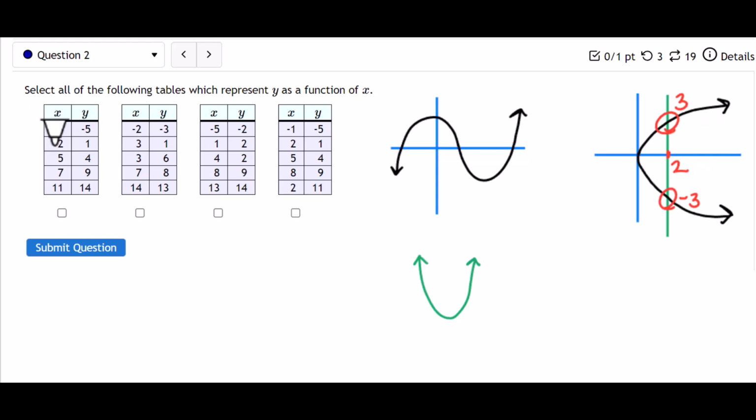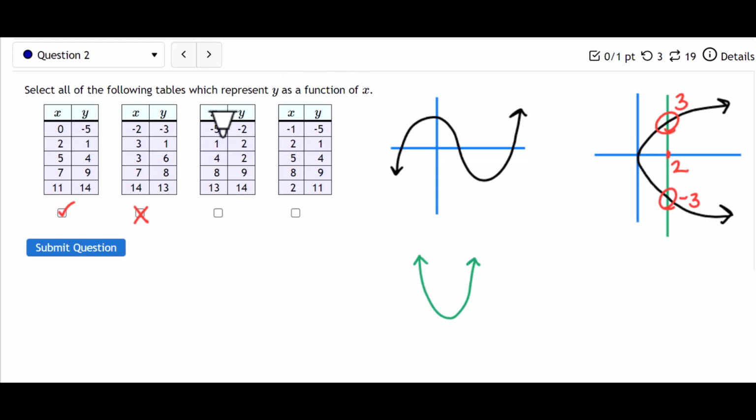So here, 0, 2, 5, 7, 11. Okay, so I don't even see two x's here with the same y value. So this works. Here I have -2, 3, and 3. Okay, so here, same x, 3 and 3, just like we had here. The same x was 2, and I had two different y values. Look here, 3, 1, 3, 6. This graph has one x that has two different y values. So this will not be a table that represents y as a function of x.